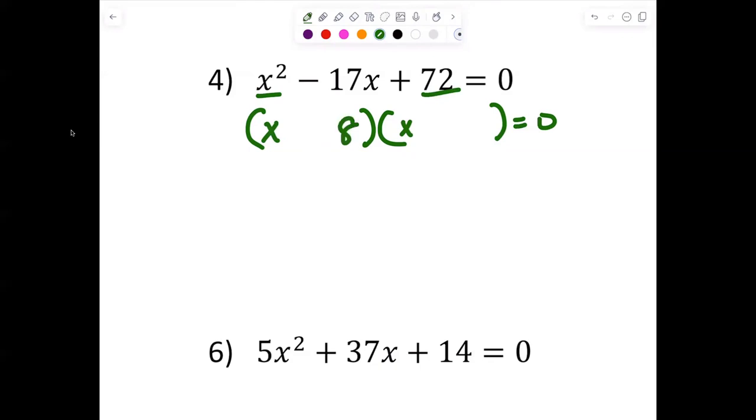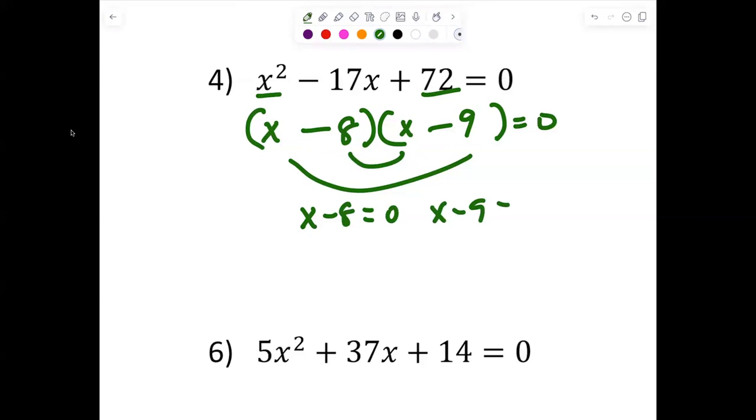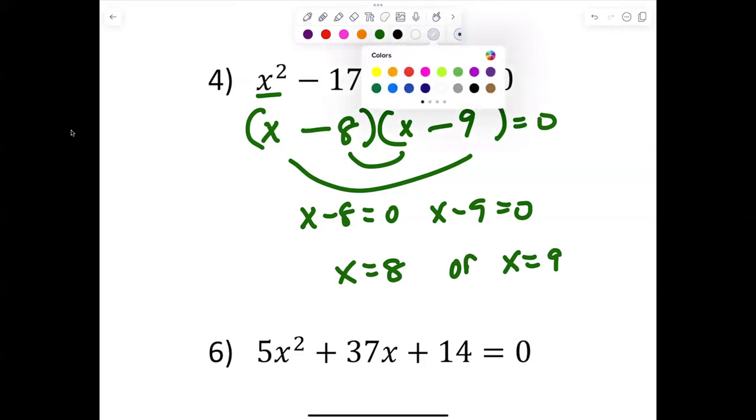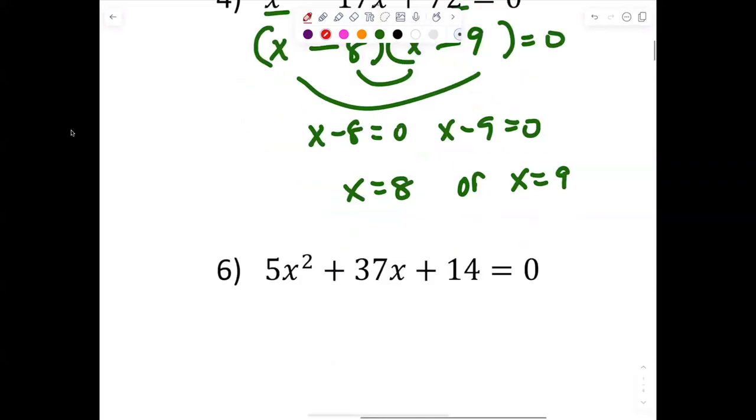8 and 9. Now when you do your smiley face, that's 8x, that's 9x. I want it to be -17x, so they're both negative. So then you just write x minus 8 equals 0, x minus 9 equals 0. So x is either what? 8 or 9. There you have it. I don't think that's that bad. So, with that being said, let's go ahead and do the next one.